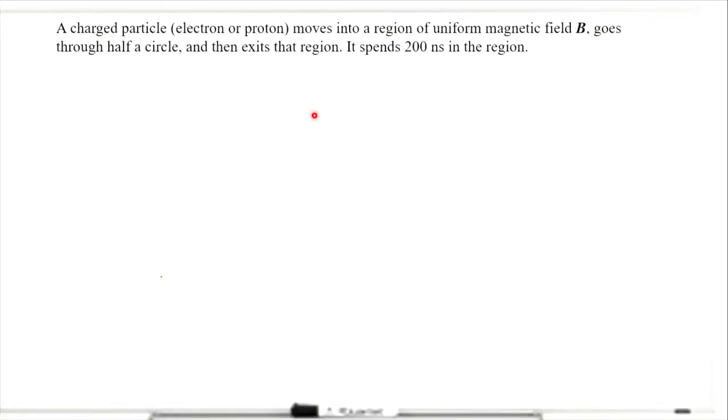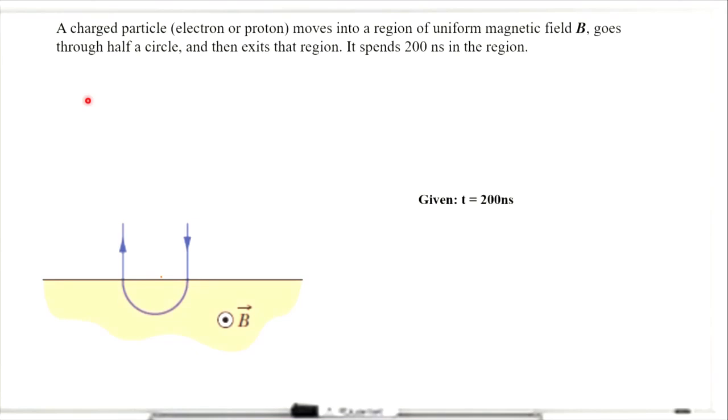In this video, we consider the following problem. A charged particle, electron or proton, moves into a region of uniform magnetic field B, goes through half a circle, and then exits that region. It spends 200 nanoseconds in the region. We should answer the following three questions.